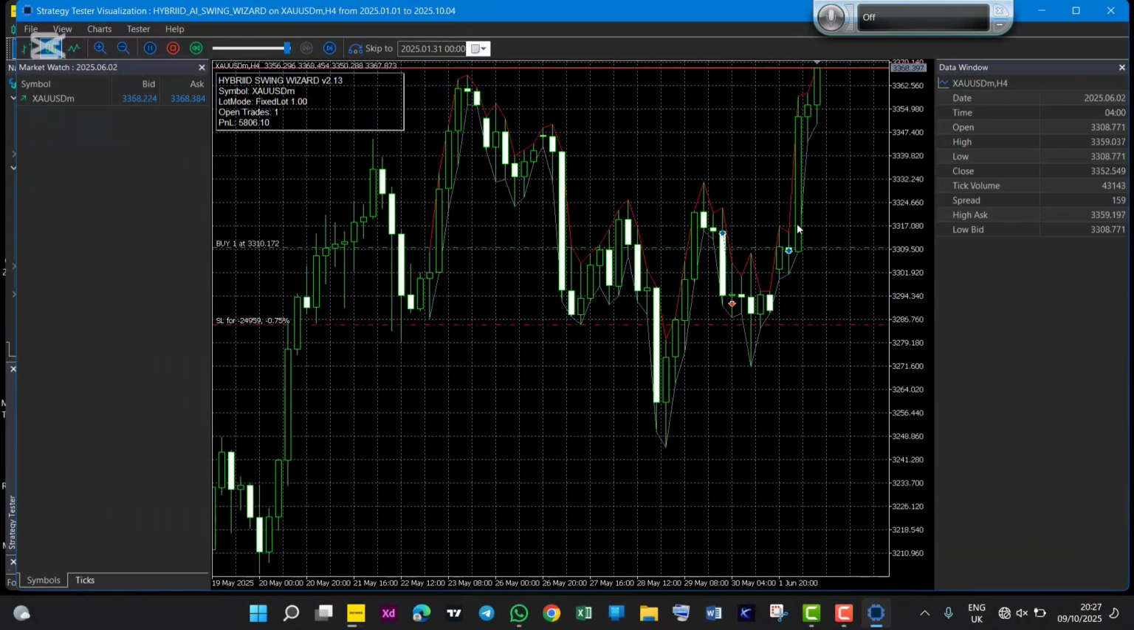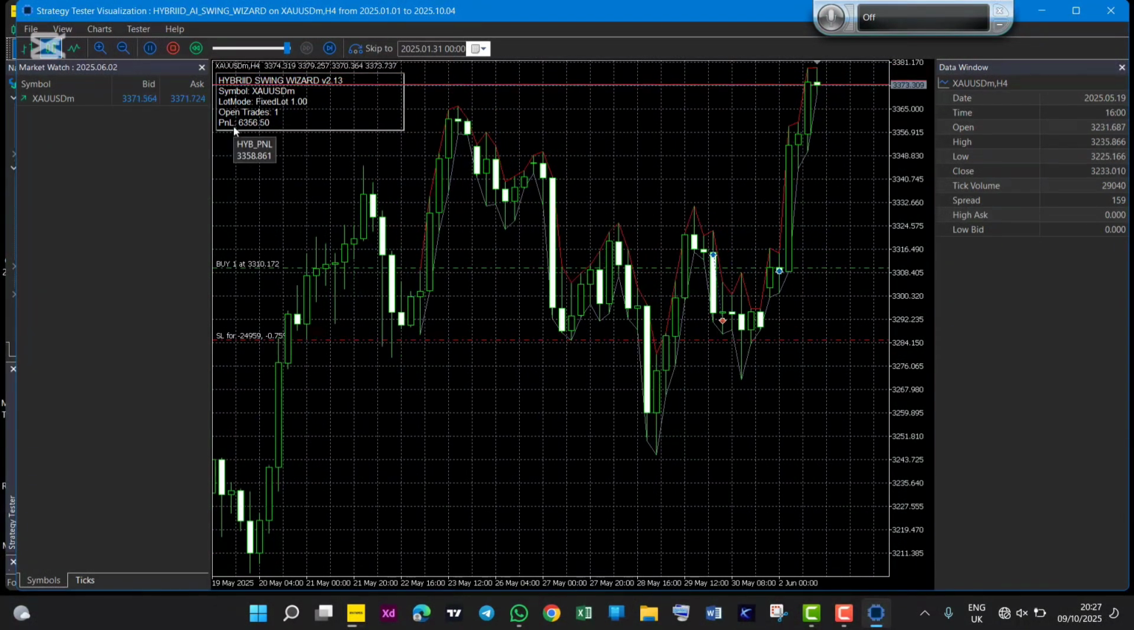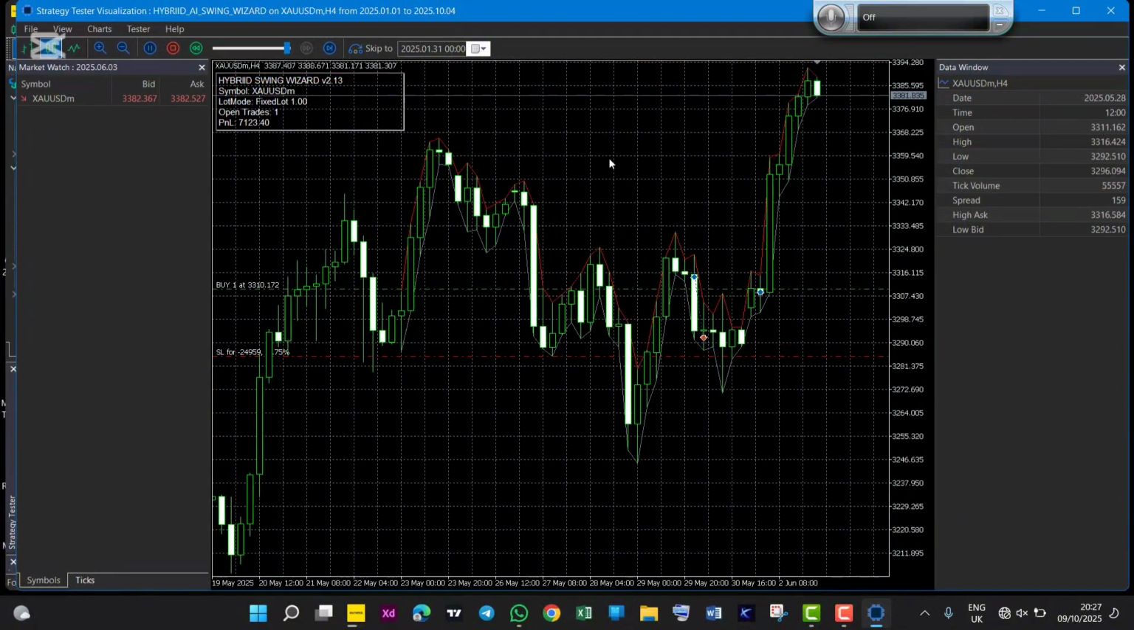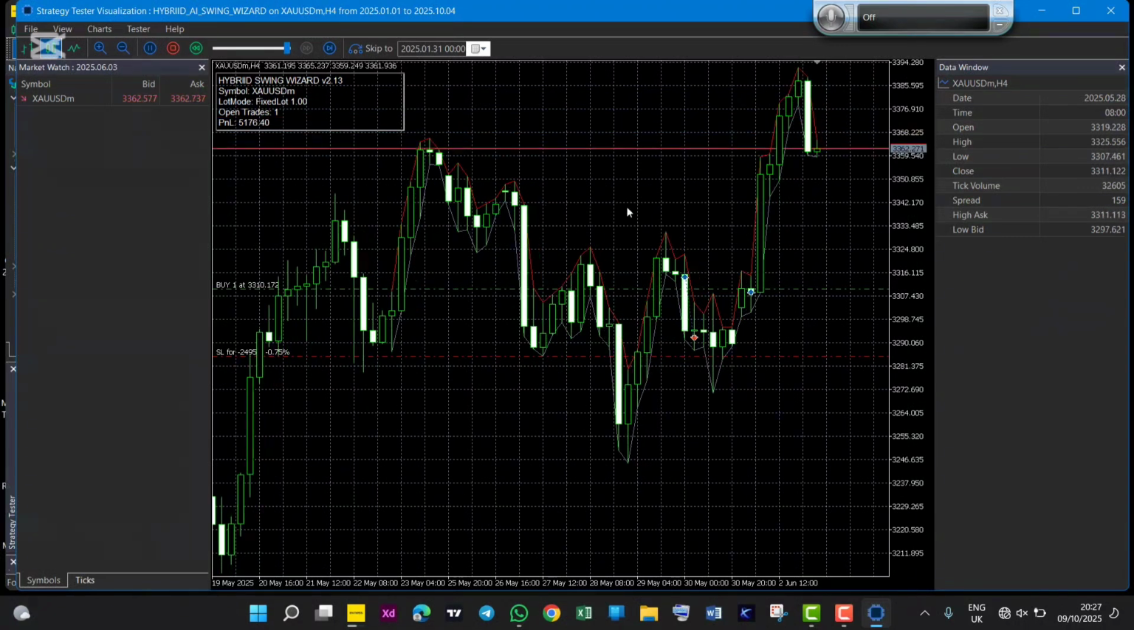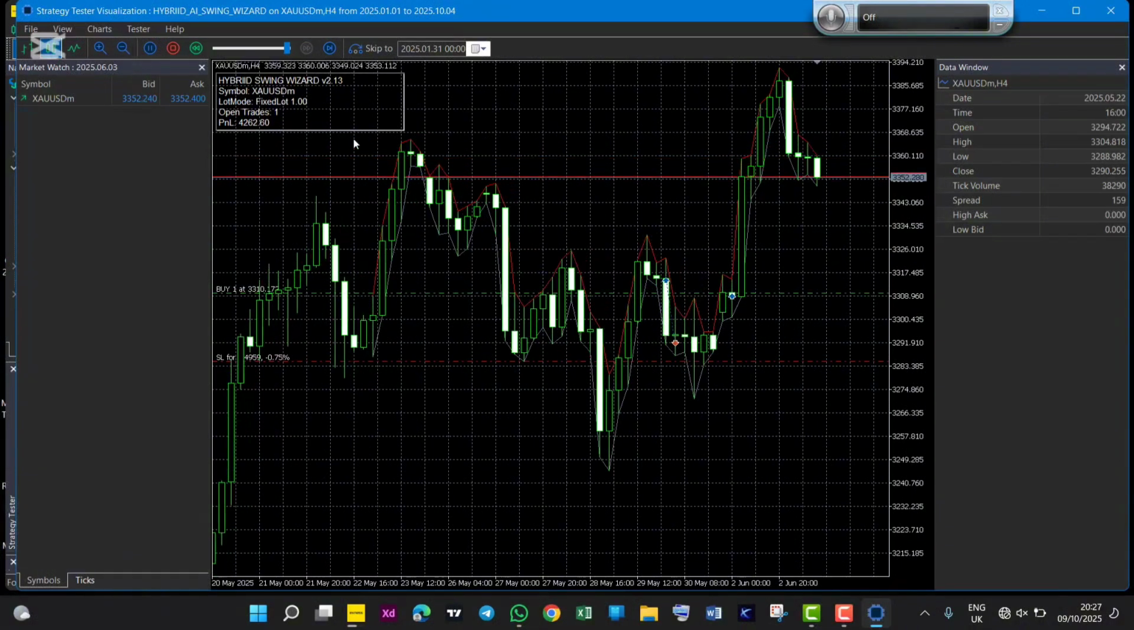We got another entry here and it's running profitably. 6,000 profit we are running. Okay, so like I said, forex trading is a game of numbers, right? You compare your wins and your losses. There's no way as a trader you will not lose a trade. You definitely lose because we are playing a game of probability.